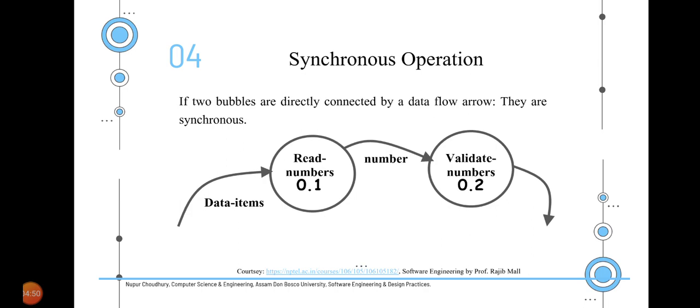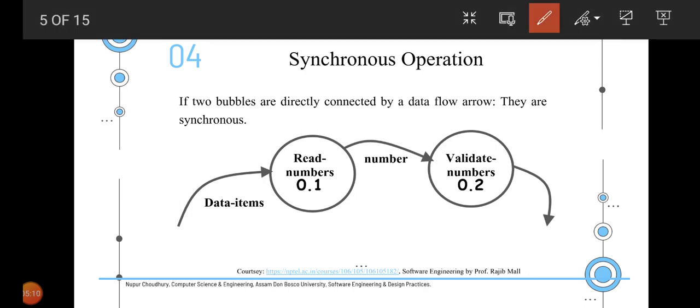So next we will talk about synchronous operations. This is an example which is taken from the software engineering course by Professor Rajiv Mall, available in NPTEL. If two bubbles are directly connected by a data flow arrow, they are known as synchronous operations. If you look into this diagram, the data items are being sent to the read numbers process, that is 0.1, and again these numbers after being read are sent to the validate numbers process, and after it has been validated it will be displayed as output.